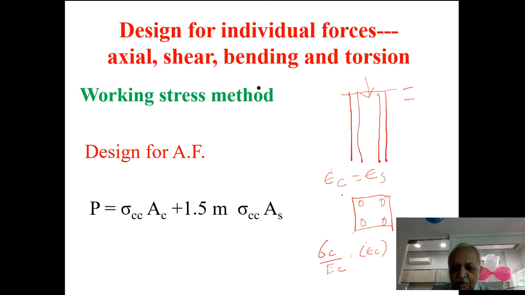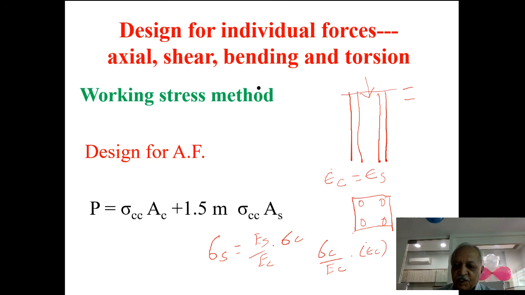If the strain is the same, then over here this is my sigma s upon Es, because both of them are getting the same amount of strain. The strain is given by stress upon E. So the strain in steel, therefore, the stress in steel is given by E of steel upon E of concrete multiplied by sigma C. As simple as that. So the stress in steel is related to the Young's modulus of steel upon Young's modulus of concrete, which is called the modular ratio.